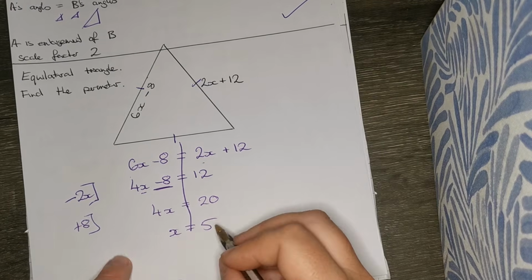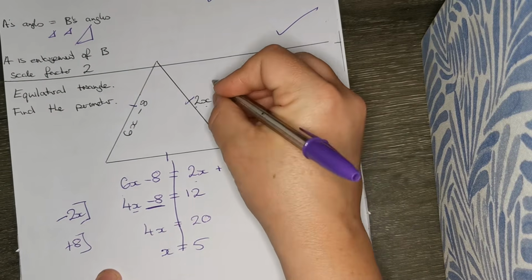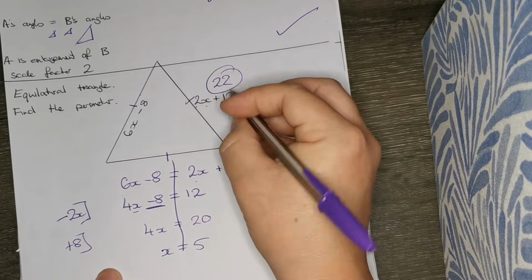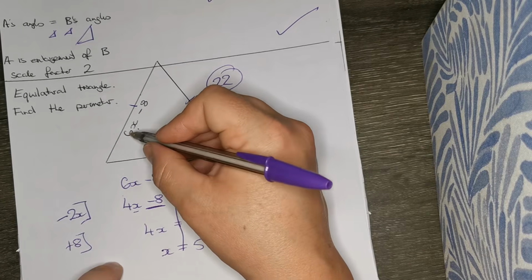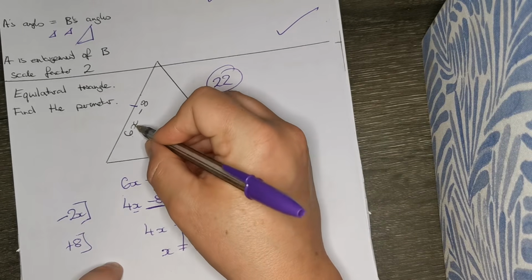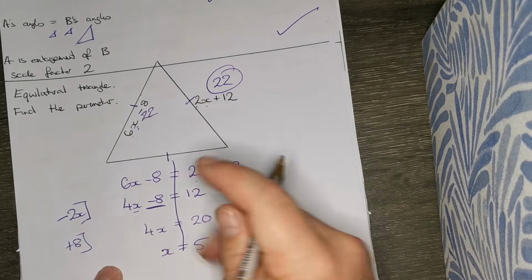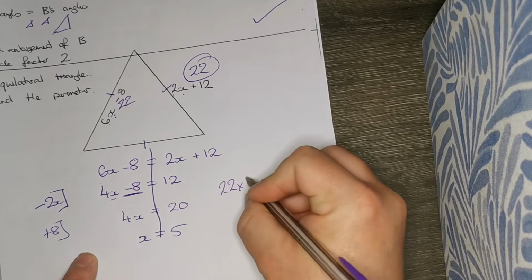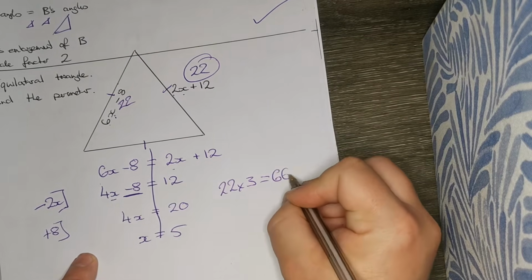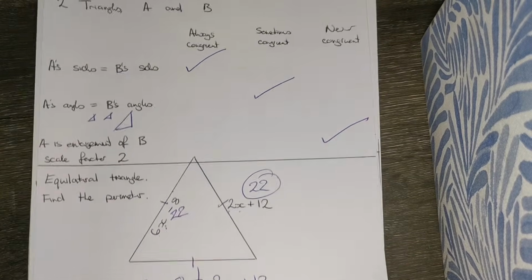So if I know that x is 5, 2 times 5 is 10, add on 12 is 22, so that side's 22. I'm just going to check it over here, because if I've made a mistake I can find out. 6 times 5 is 30, take away 8 is 22, so I can be pretty sure I'm on the right track. 3 sides that are all 22, so 22 times 3, 66 centimetres for the perimeter of that triangle.